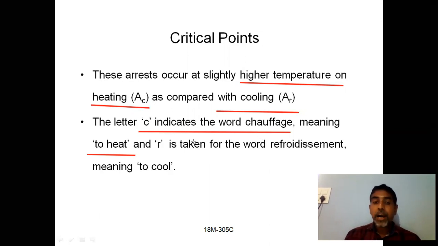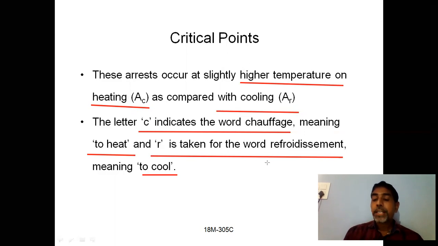And what is meant by R? R refers to refroidissement, which means to cool. That's why we are indicating with R. So R indicates cooling and C indicates heating. What is meant by C? Chauffage. What is meant by R? Refroidissement. So here we should understand that the critical points, the temperature arrests, are higher for heating compared to cooling.